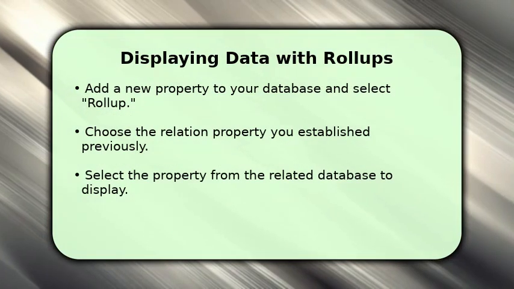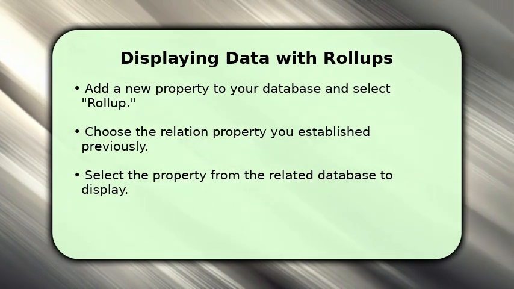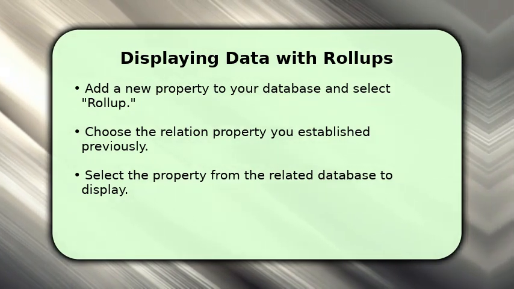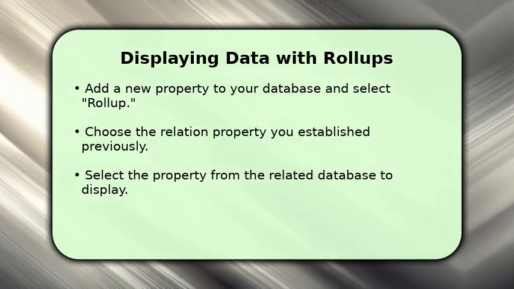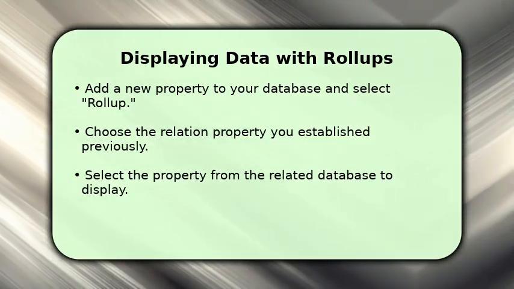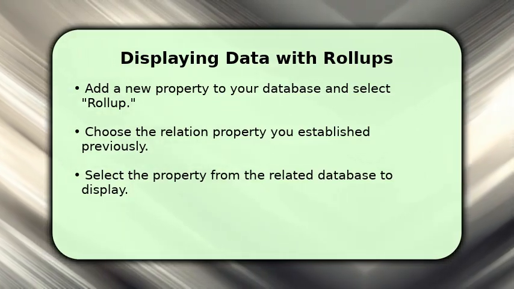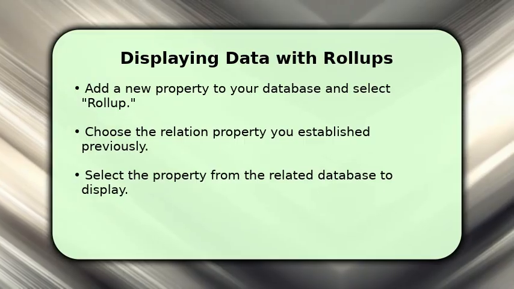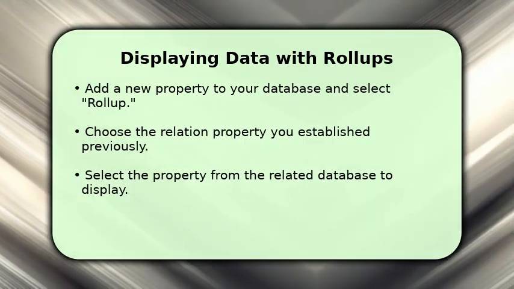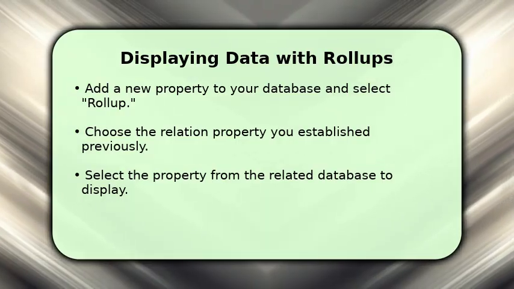Once your relations are set up, rollups become incredibly useful for displaying information from connected databases. To use a rollup, add another new property to your database and select Rollup as the type. You will then choose the relation property you just created. Next, select the specific property from the related database that you wish to display. And finally, pick a calculation method, such as count, all, or sum, to summarize the data.